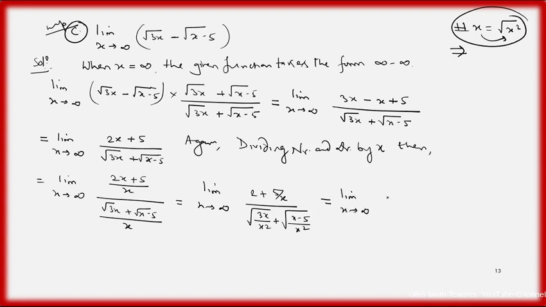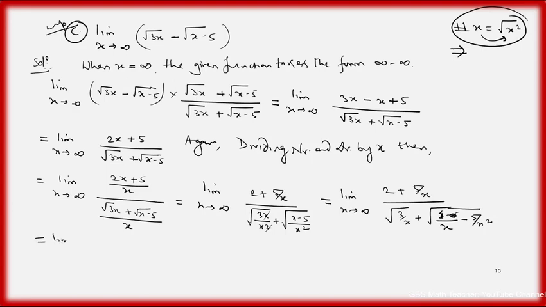Okay, anyway, 2 plus 5 by x over, at this stage, root 3 by x plus root x minus 5 by x square. You can separate this also. If we separate this, cancelling x and x gives 1 over x minus 5 over x square, it goes to this form. I think you understand this.